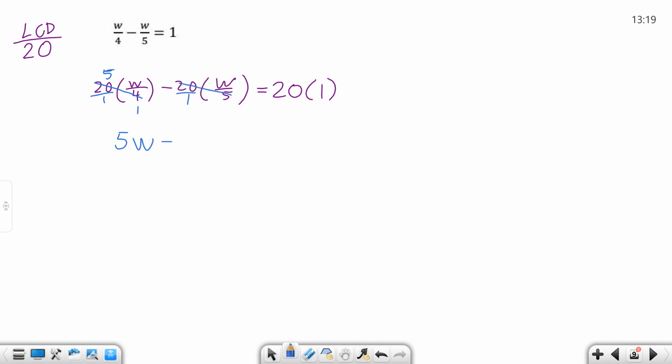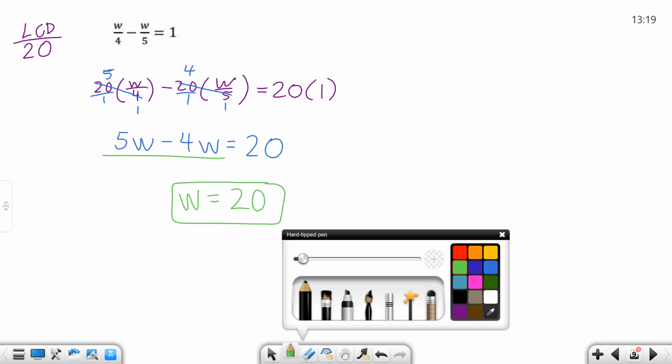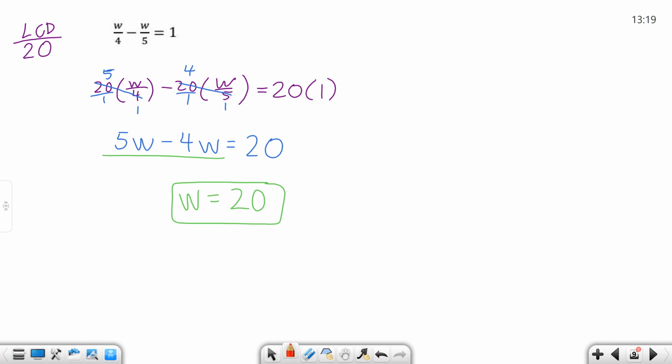The next term, minus 20 over 5. Negative times positive. How many times does 5 go into 20? 4 times, and once into itself. So that's minus 4W equals, what is 20 times 1? 20. And then a glorious thing happens. What's 5W minus 4W when you simplify? 5W minus 4W is just good old W. So W equals 20, and there's nothing to divide by, you're done. W equals 20.